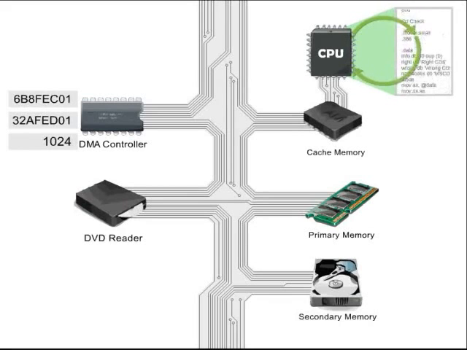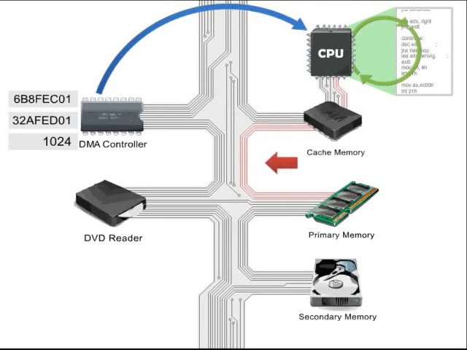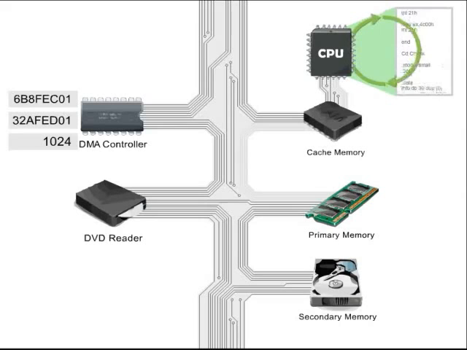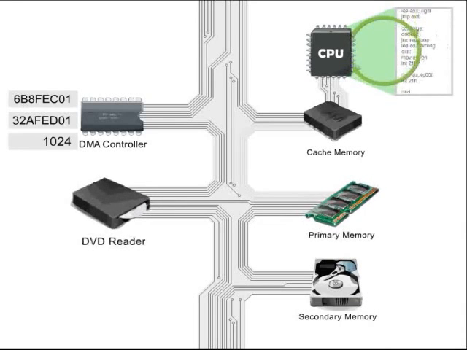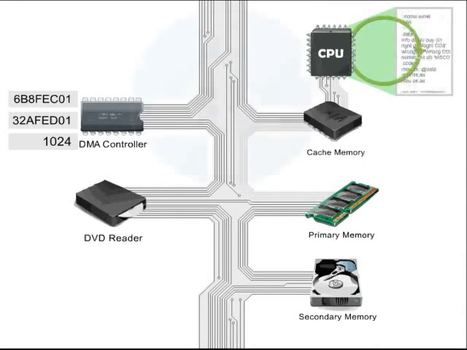Once configured with the required information, the DMA controller notifies the CPU to release its control over the data bus to access the DVD reader directly for read purposes. This mechanism of stealing the data bus from the CPU and using it for data transfer between the memory and the I/O devices is called cycle stealing.